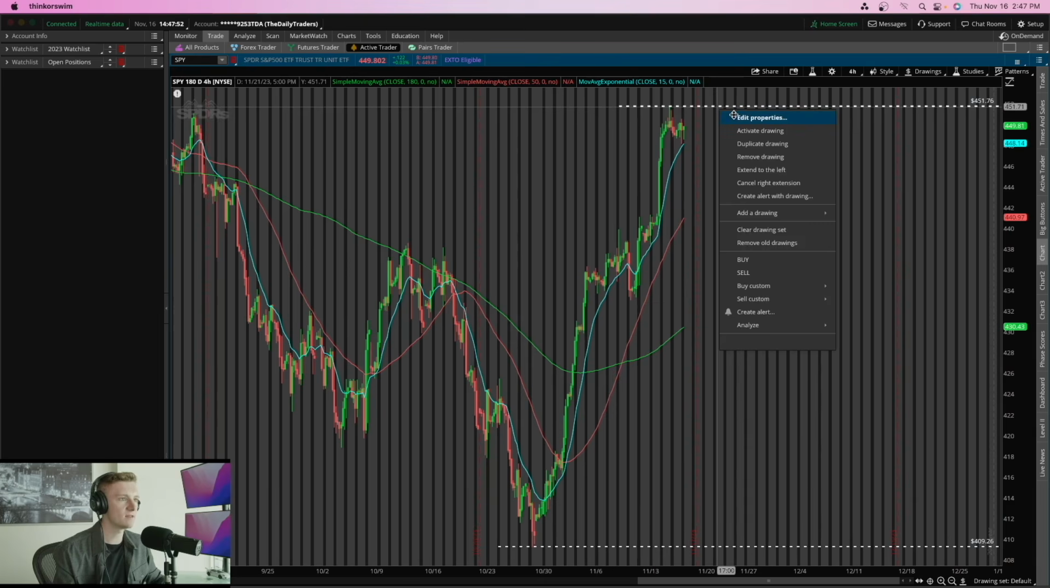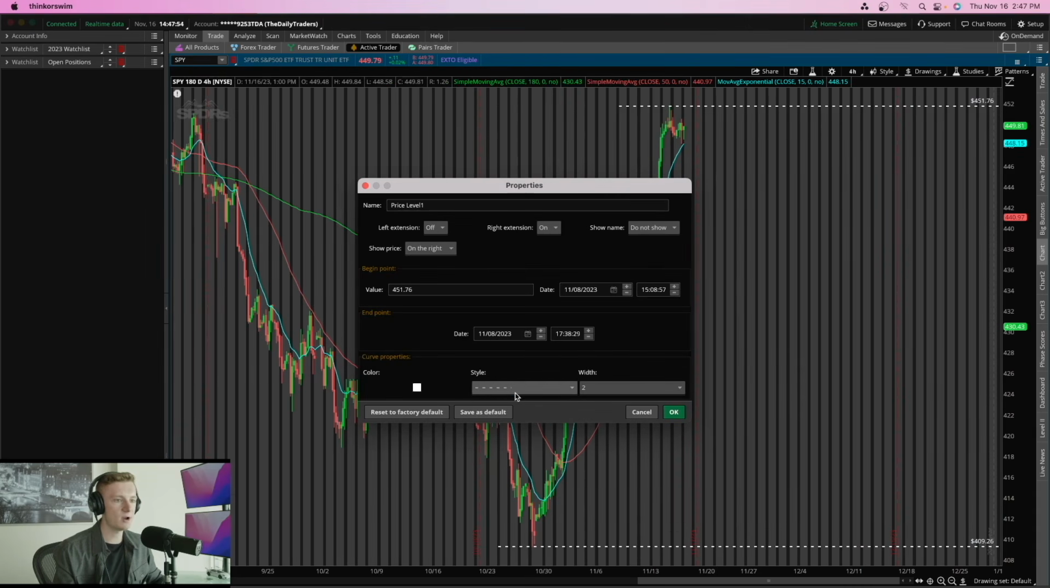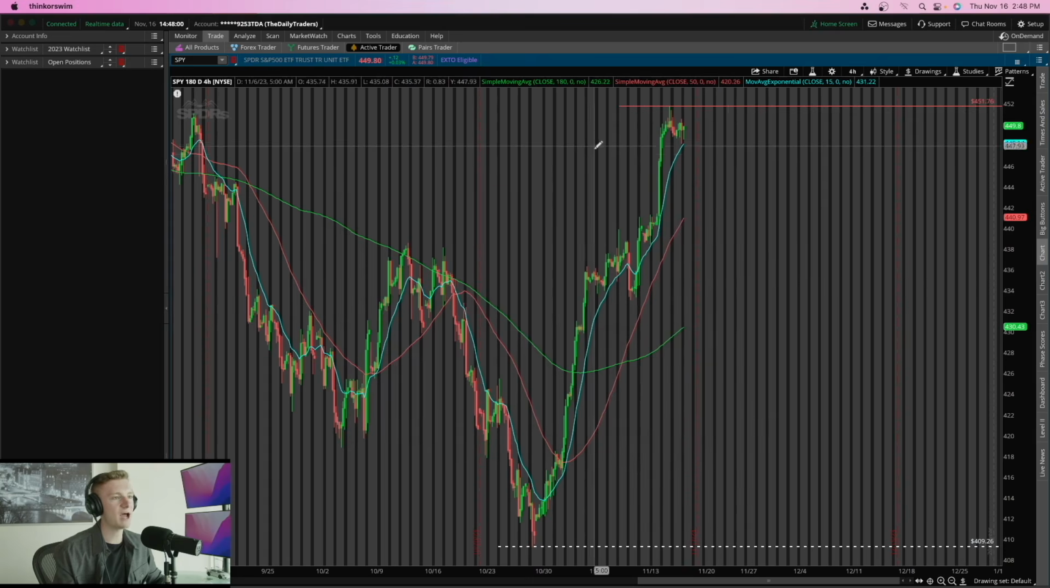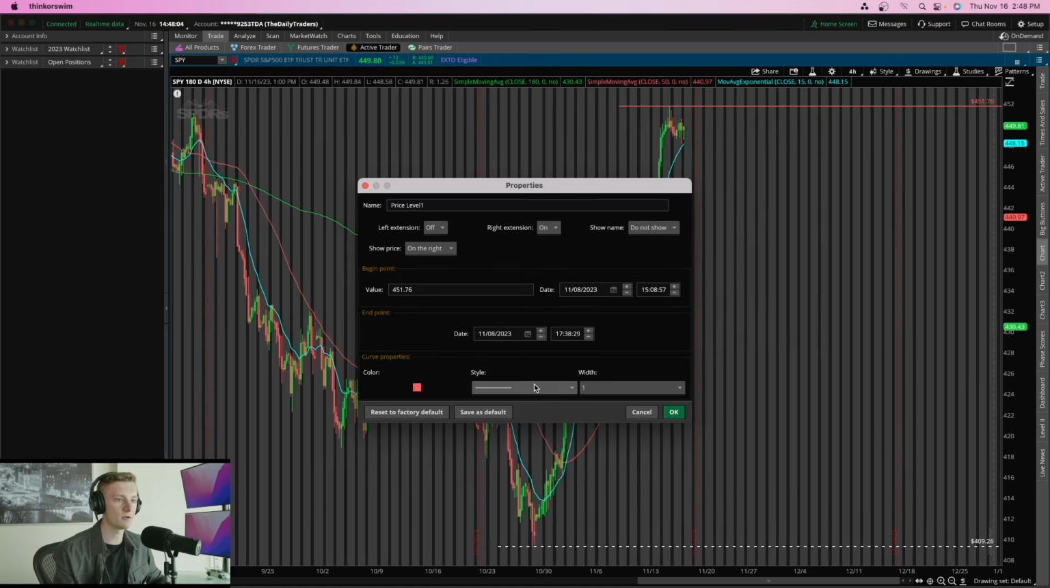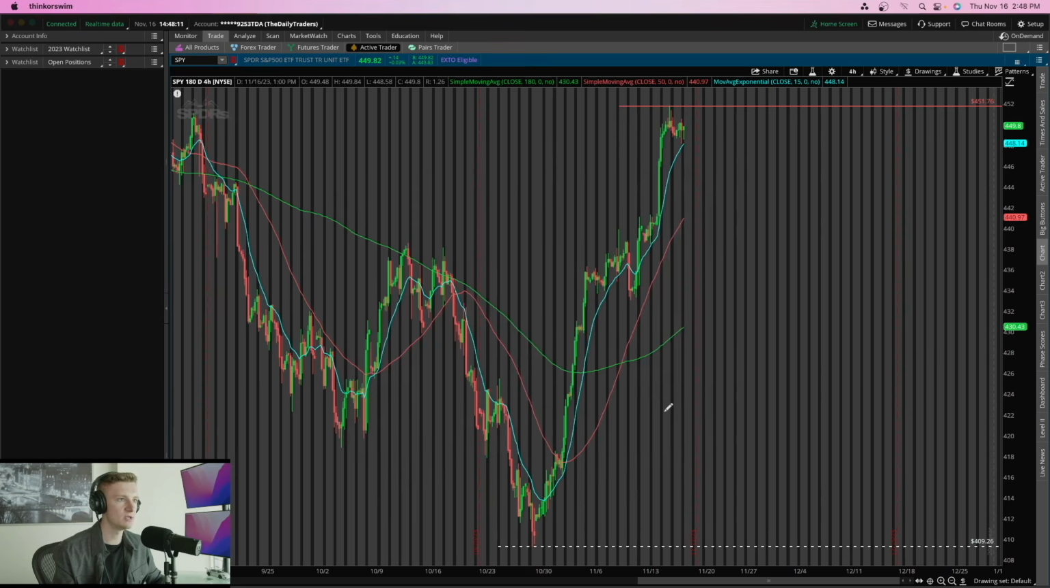Now, if you right click on the line, edit properties, go down here to style, yours is going to look something like this. Okay. But what I like is this white one. So again, right click, edit properties, change style to the dotted line, change the color to white, change the width to 2. Now you have the same trend line I have.